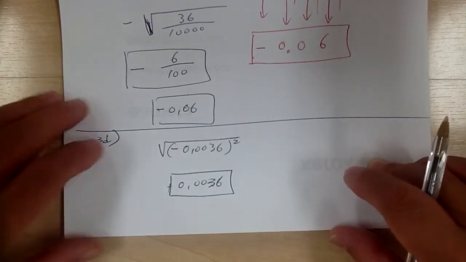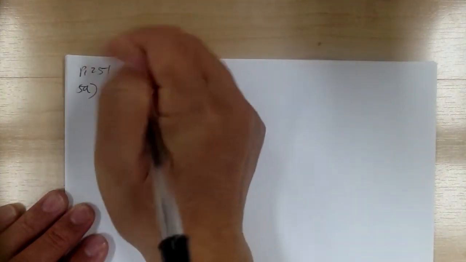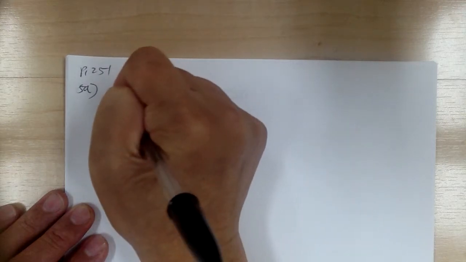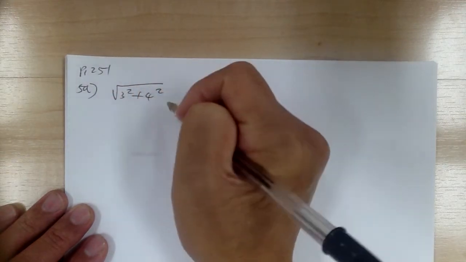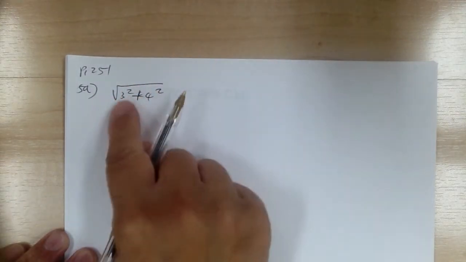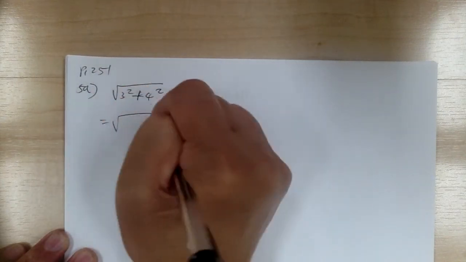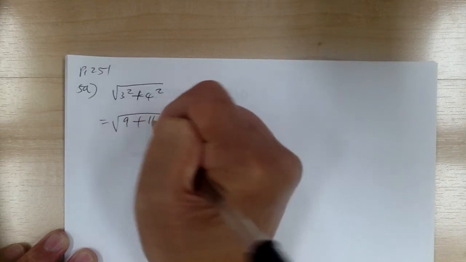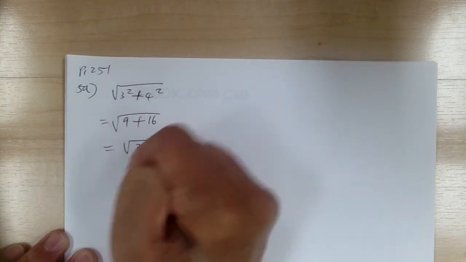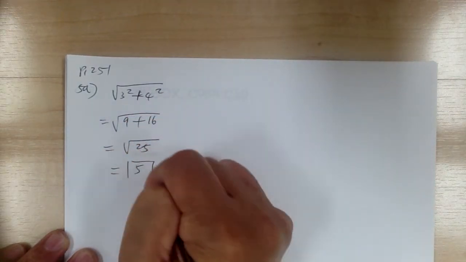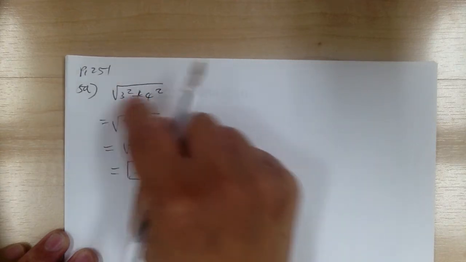Okay, let's go to 5. Okay, 5a, you have square root of 3 squared plus 4 squared. To simplify this, again, these are terms, so you cannot just take it out. So this will equal square root of 9 plus 16, equal to square root of 25, and equal to 5. So again, you cannot just go and take it out.